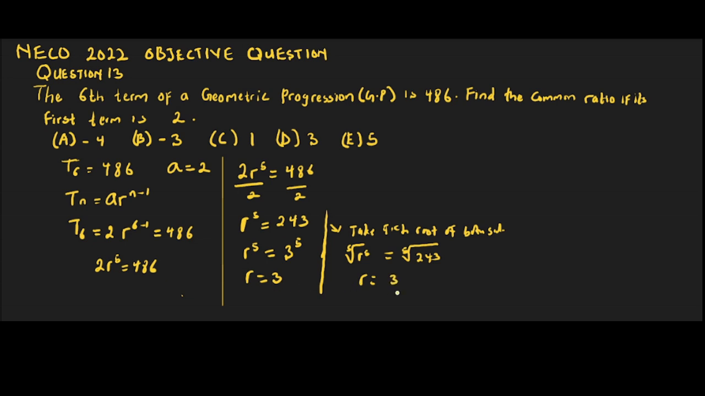So our r is what? It's either we use this approach or use this approach. The question wants us to calculate our r, and our r is equal to 3, and that's option D.